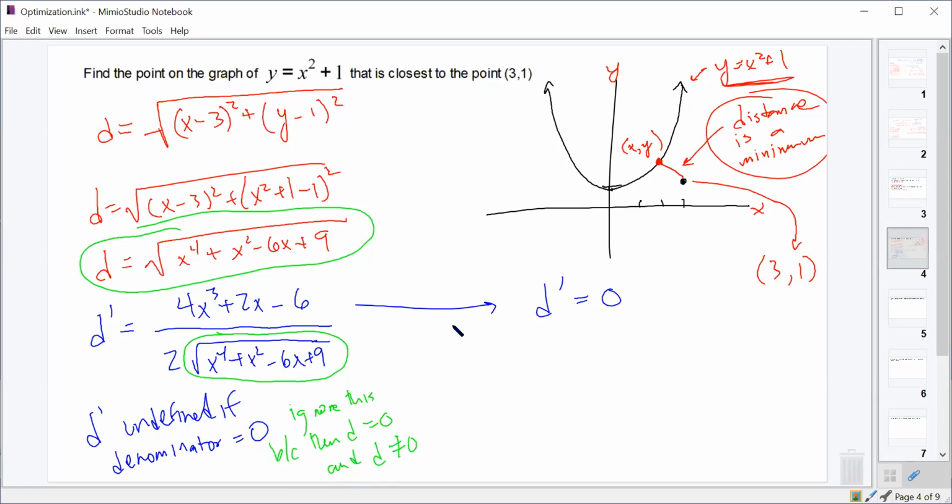Yeah. All right, so now we want to know when does d prime equal 0. So that's when does 4x cubed plus 2x minus 6 equal 0. And how do we first off simplify this? Probably into 2x cubed plus x minus 3 equals 0. And now we need to find a way to factor this. What's the best way to factor a cubic that's clearly not able to be factored by grouping? Synthetic division. And how do we know what values to try?